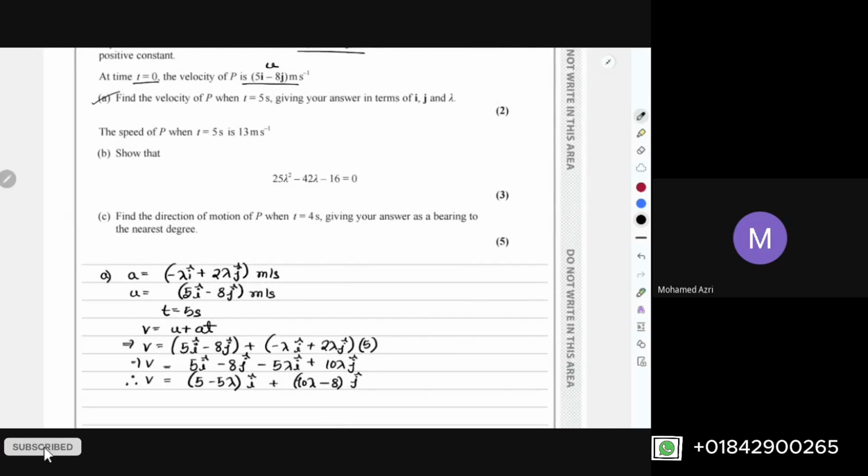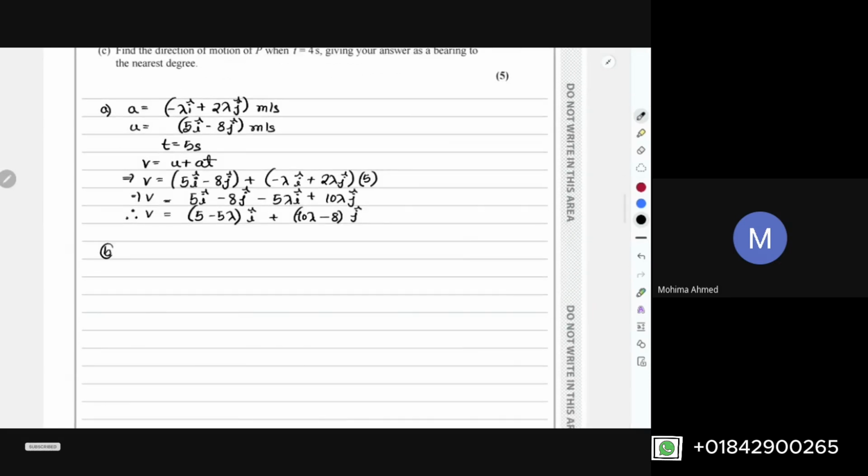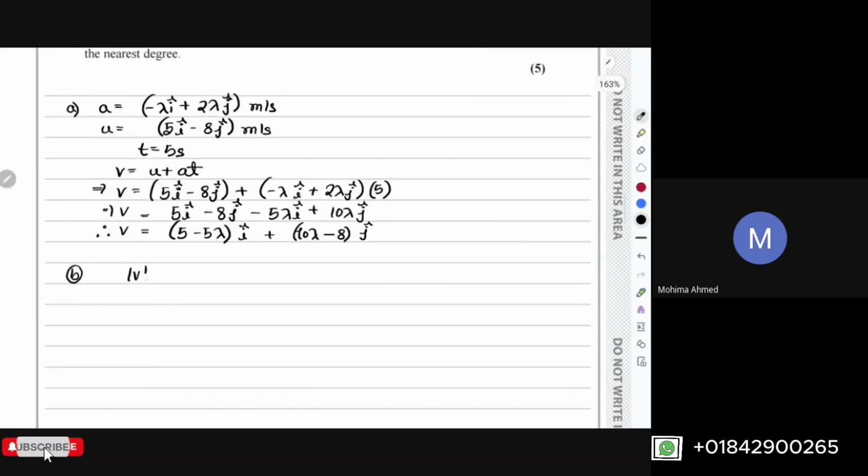No, teacher. Like quite different because in all the worksheets we have seen so far, they don't have this acceleration concept, but they've introduced it in here. Then again, they're saying that the speed was actually 13. 13 means what? The magnitude has been given. So for this kind of case, whenever vector magnitude is given, you can write 5 minus 5 lambda in i notation, then 10 lambda minus 8, j notation, whole square root, and that is equal to 13.